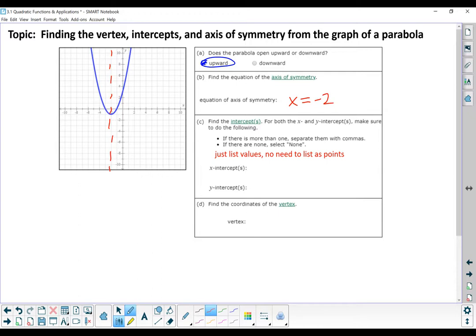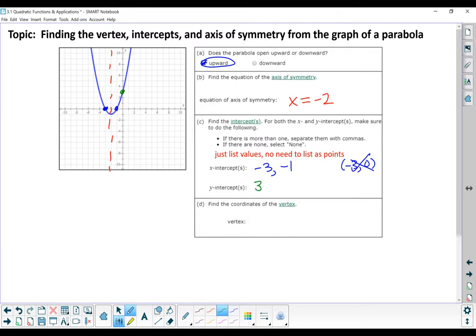The next one asks us for the x and y intercepts. It does just want us to list the values, not the points. So I can see that I have an x-intercept at negative 3 and another one at negative 1. So I just separate them with a comma, but you don't have to write them like points like this. You can just list the values of the x-intercepts. And then for the y-intercept, it's going to be 3.